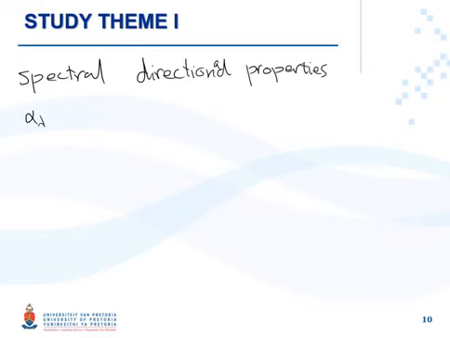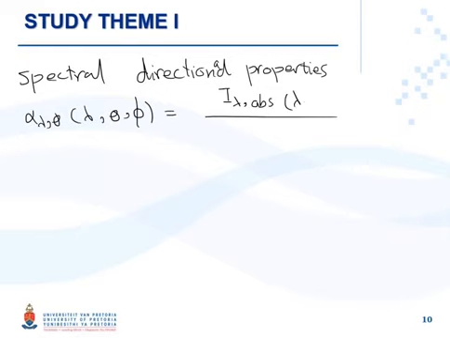So alpha lambda, theta and phi is equal to I lambda absorbed, lambda, theta and phi divided by I lambda incident, lambda, theta and phi.